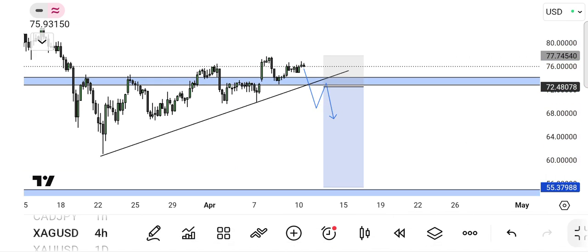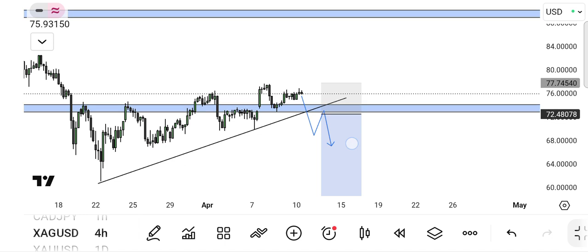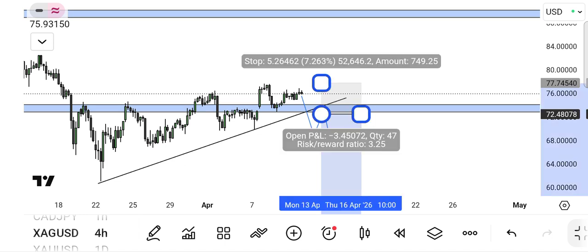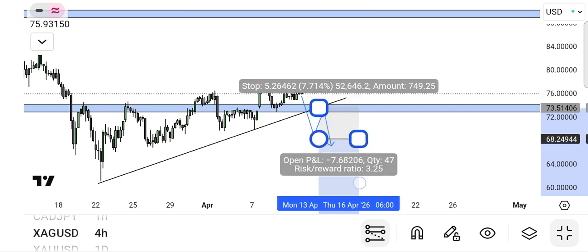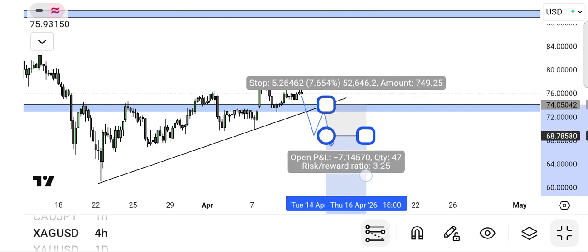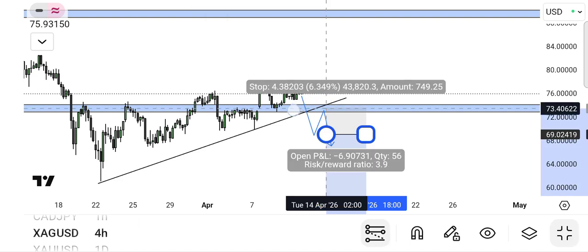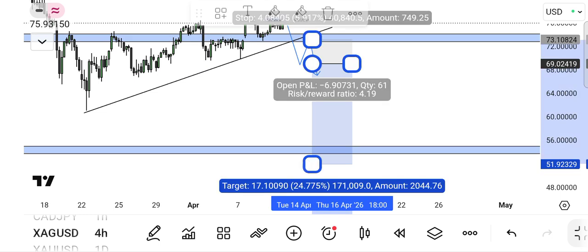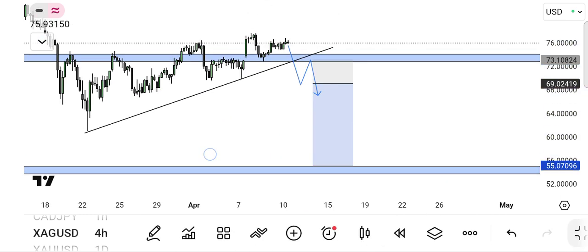Are you seeing? Or you wait for a breakout. You break out of here. You wait for a breakout and you put your entry here, and your stop loss here. Your take profit will be here. So that's how it is.